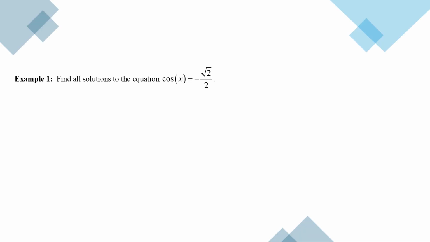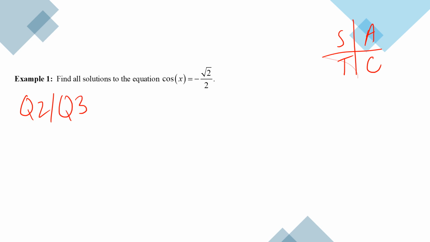Okay, so let's actually apply this. For example, here we have cosine of x equals negative square root of 2 over 2. So first off, we have a negative cosine. Cosine is negative in what quadrant? So what quadrants am I looking at? Remember, all students take calculus. 3 and 4. Oh, 2 and 3. So we're in quadrants 2 and quadrant 3. Cosine is only positive in 1 and in 4.